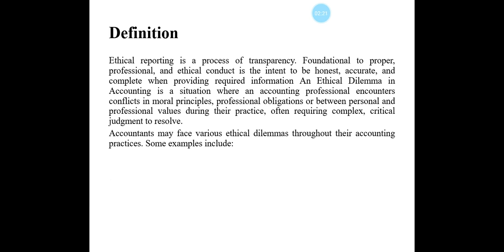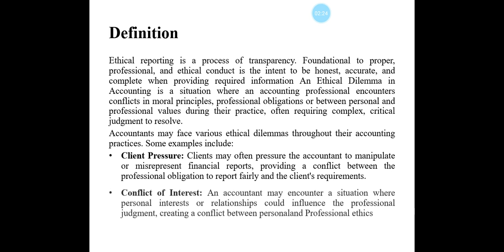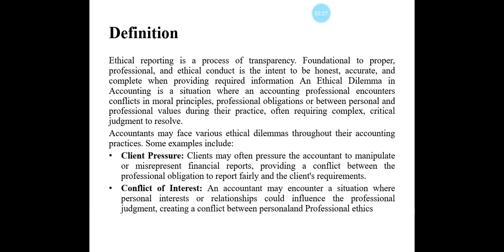Here we are going to see some examples. The first example is client pressure, and the second one is conflict of interest. What do we mean by client pressure? Clients or customers may often pressure the accountant to manipulate or misrepresent financial reports. As we know, there are financial reports presented by the firm, like the cash flow, the balance sheets, and so on. So here there is a conflict between the professional obligation to report fairly and the client requirements.